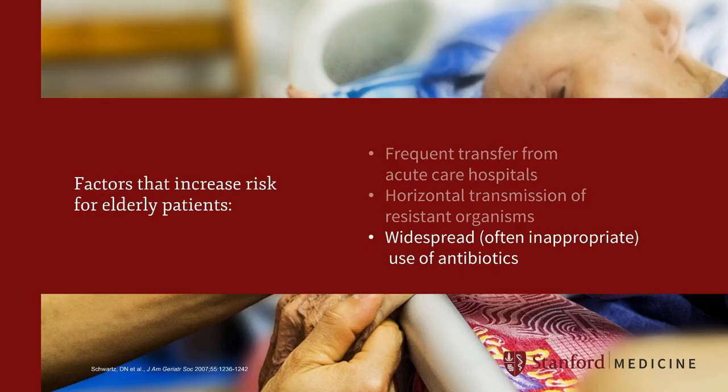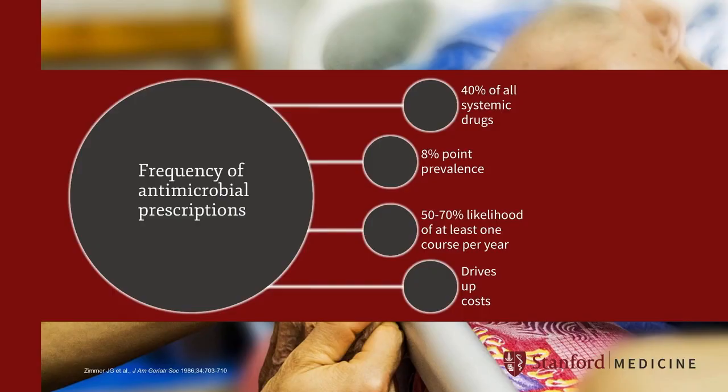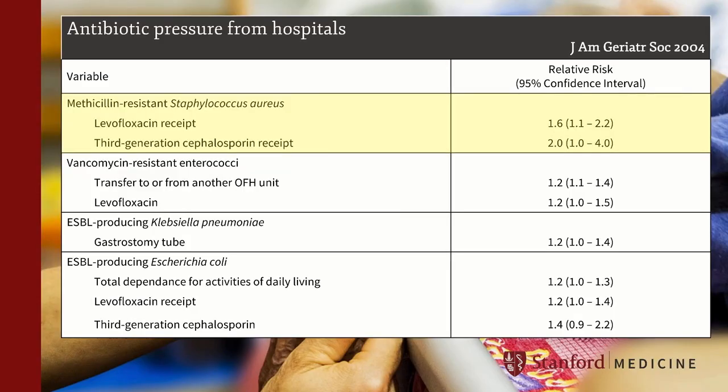Antimicrobials are frequently prescribed in long-term care settings. In a study from the 1980s, it was reported that at any one time, 8% of residents are on antimicrobial therapy, and each resident has a 50 to 70% likelihood of receiving at least one course of antimicrobials during a given year. Resistant organisms may also develop in the long-term care facility due to antibiotic treatment initiated in the hospital.